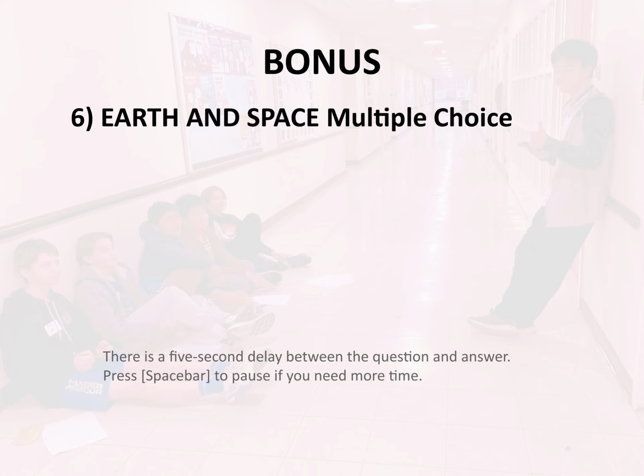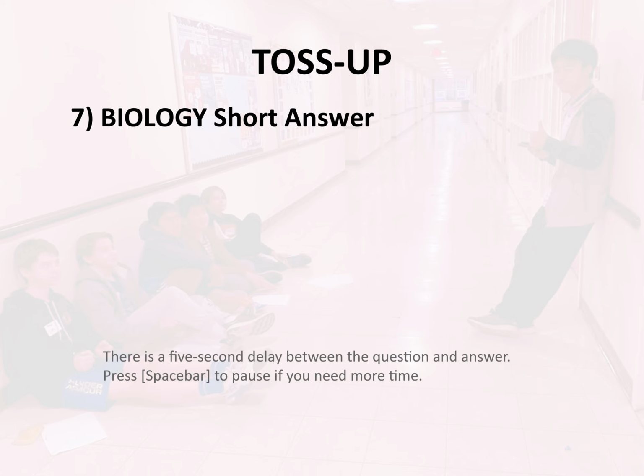Toss-up 7. Biology. Short answer. The fossil record of European black bears provides evidence of adaptive selection. In a population of black bears, identify the specific type of adaptive selection which would allow the average size of European black bears to increase after periods of glaciation but later decrease in size as interglacial periods warmed. Answer. Directional.